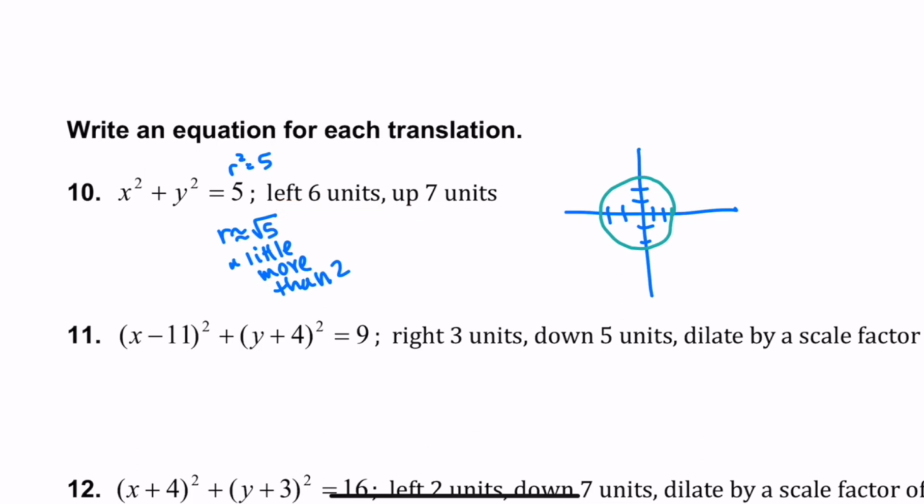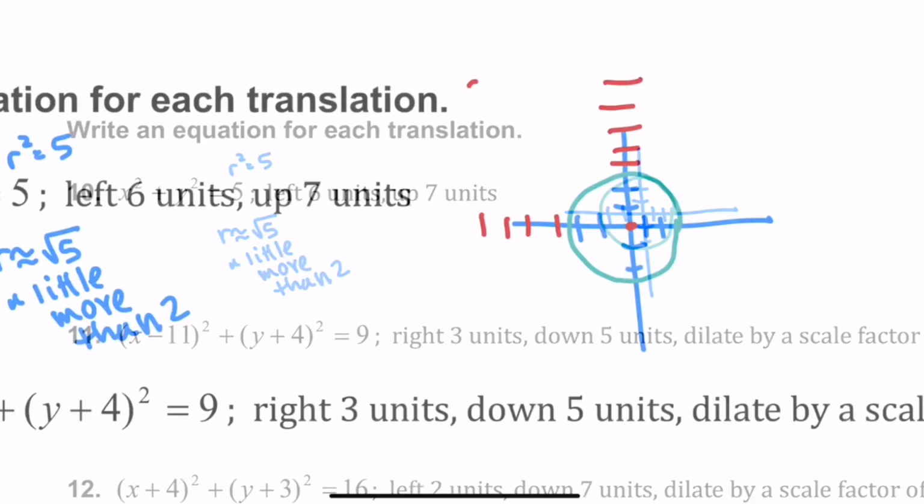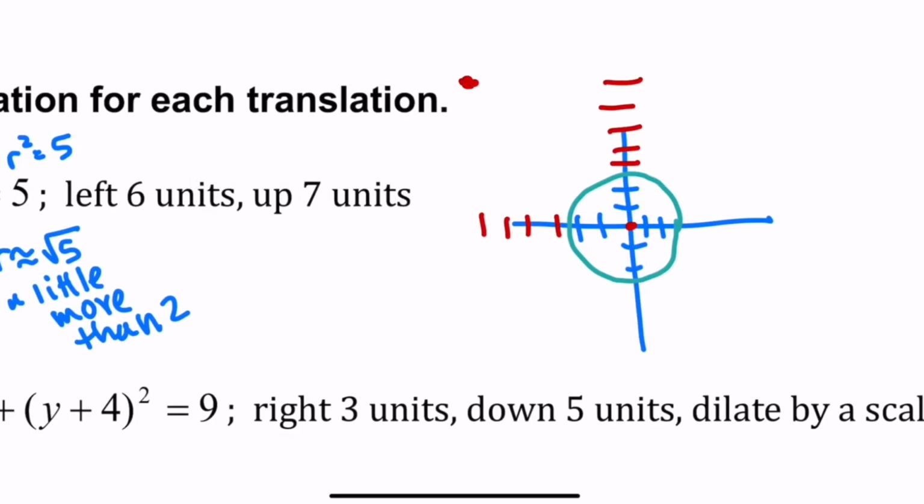So what I'm going to do is take this circle and move it left 6. We're going to start with the center here, move it left 6 and up 7, and this is going to be our new center. But we're going to just shift this circle.